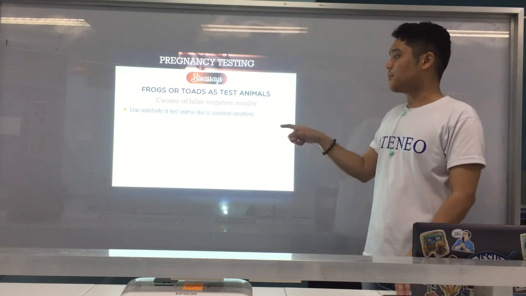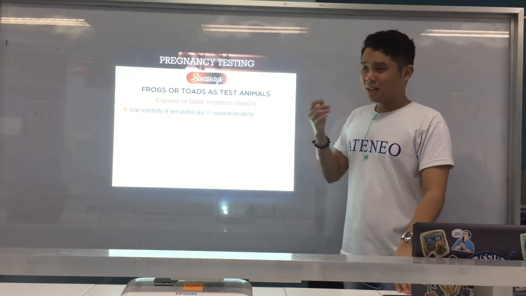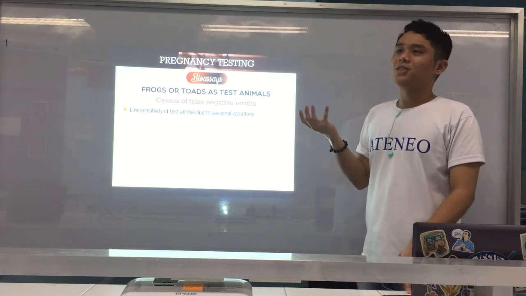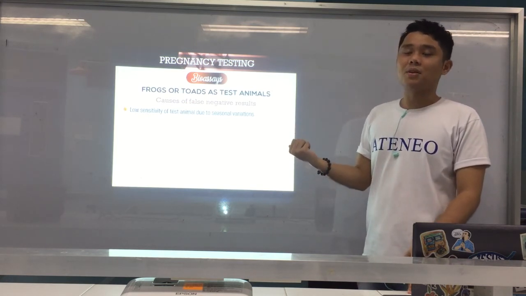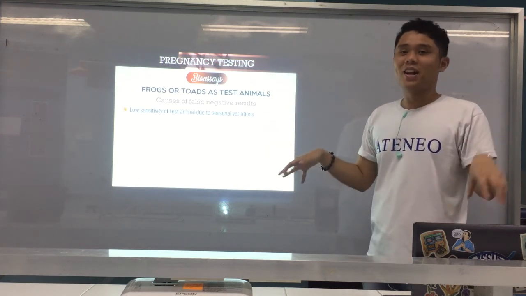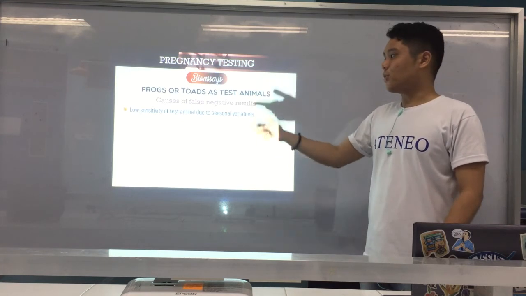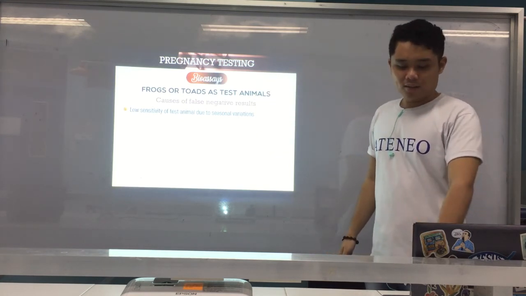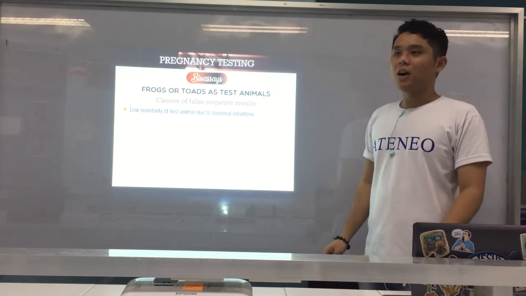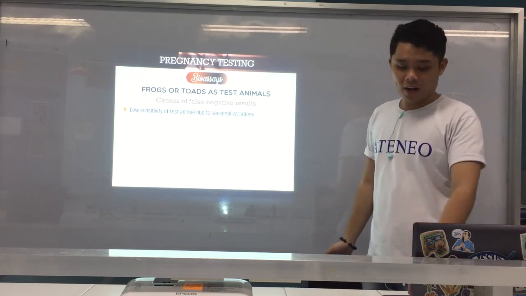low sensitivity of test animal due to seasonal variation. So for example, the frogs have been experiencing stress or different environments that they were subjected to in nature. So these seasonal variations could also affect the test and cause a false negative. Alright? So maybe they are not very reactive to the HCG in the urine, meaning they did not produce sperm or eggs.